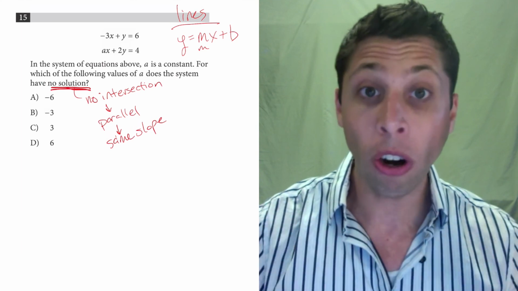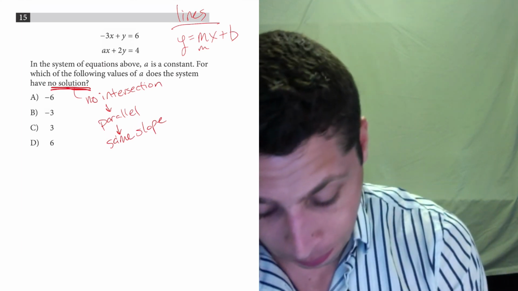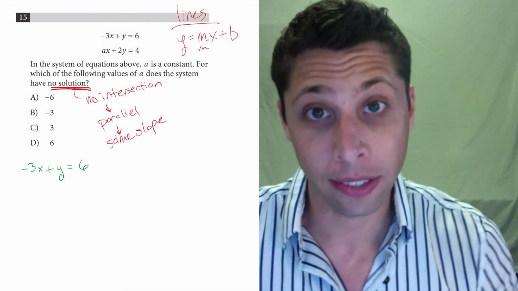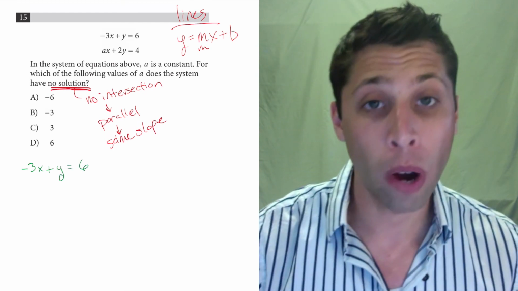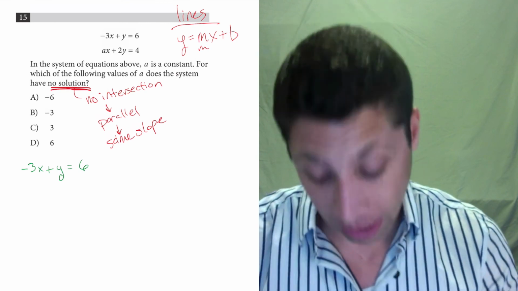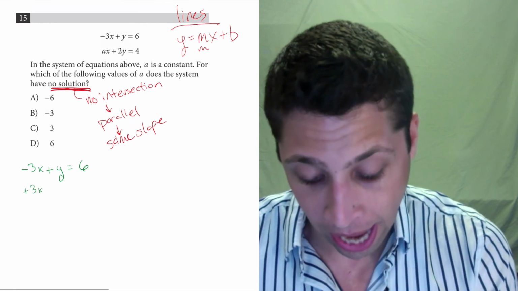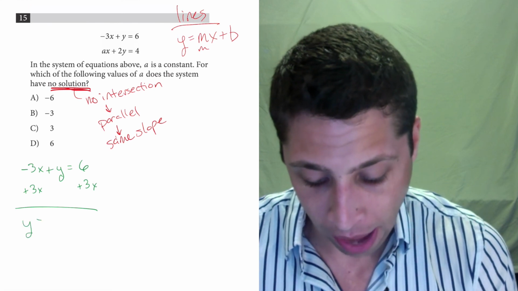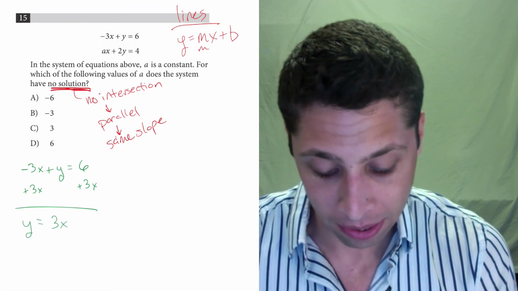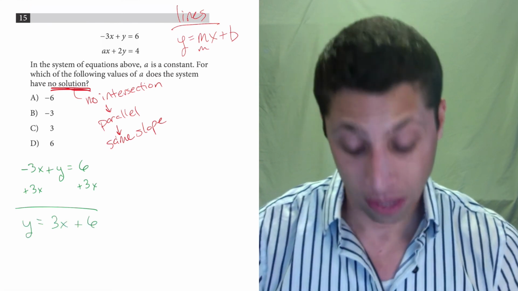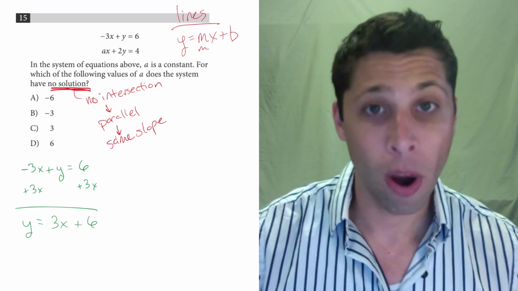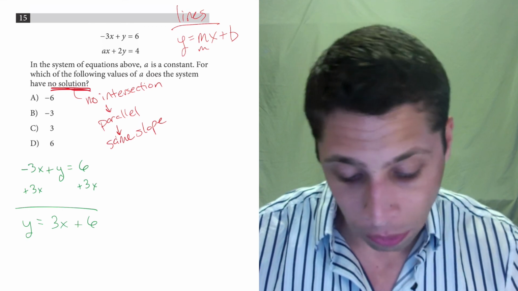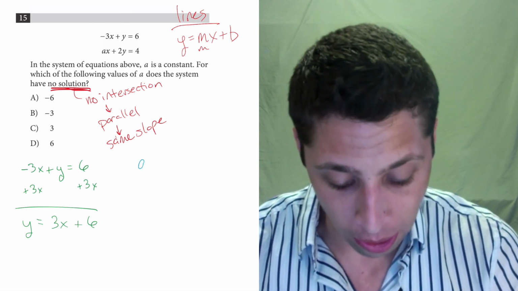So let's start with the easier equation. Negative 3x plus y equals 6. I want to get that into y equals mx plus b format. That's really easy to do. I just have to add 3x to both sides, and I have y equals 3x plus 6. So y equals mx plus b. It's pretty standard. Let's do that for the other equation, which is a little bit more annoying.